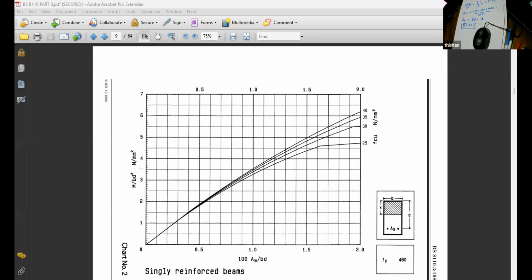For the Eurocode, it's better to use Eurocode charts rather than the BS charts, because BS charts are based on 460 steel, and then you are losing a little bit. You can optimize more by going for 500 steel charts. Right? Any other question, Bandhavar?